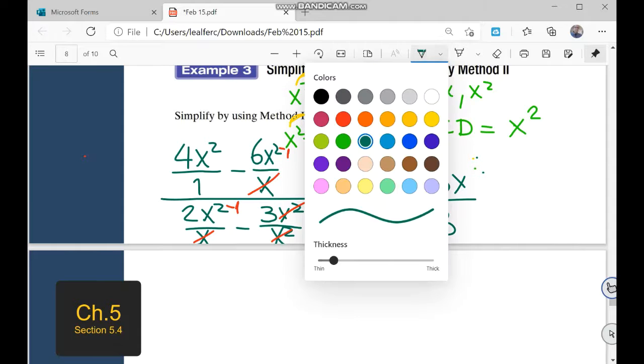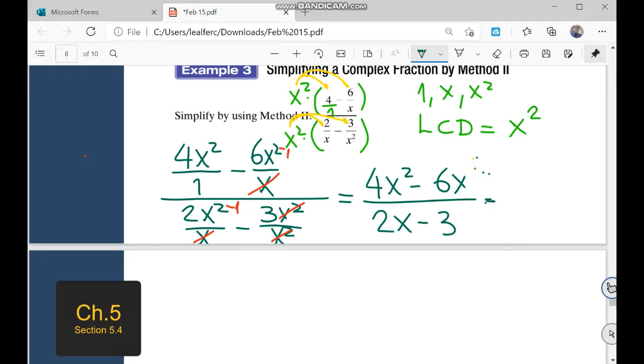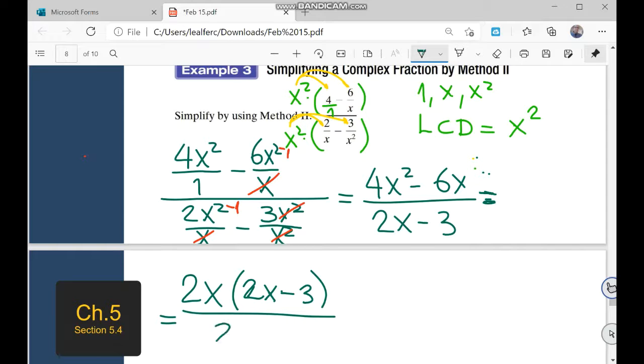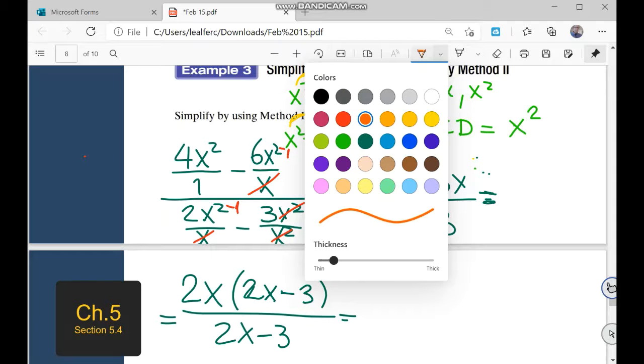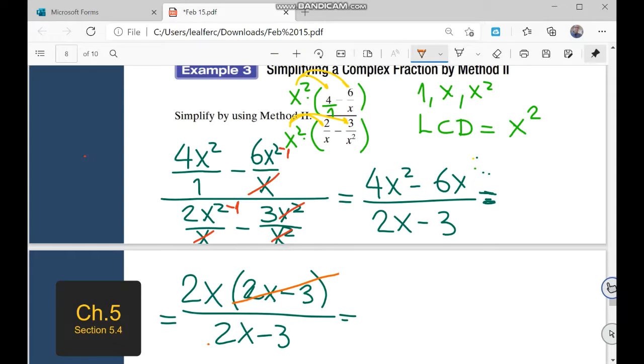But it didn't finish, because I think we can still simplify. Check, 4x squared minus 6x, we can factor out 2x. 2x times 2x minus 3 over 2x minus 3. That means we can cancel out common factors, and the final answer is 2x.